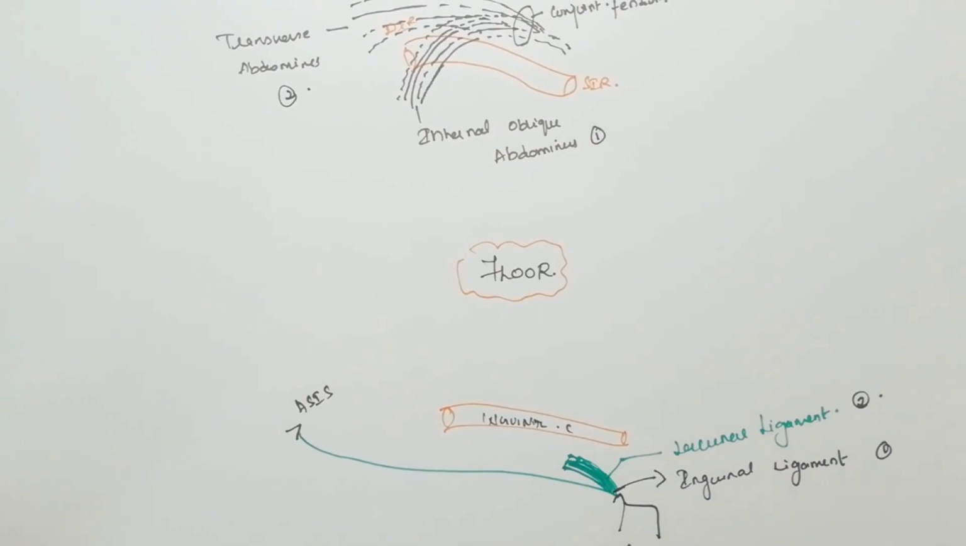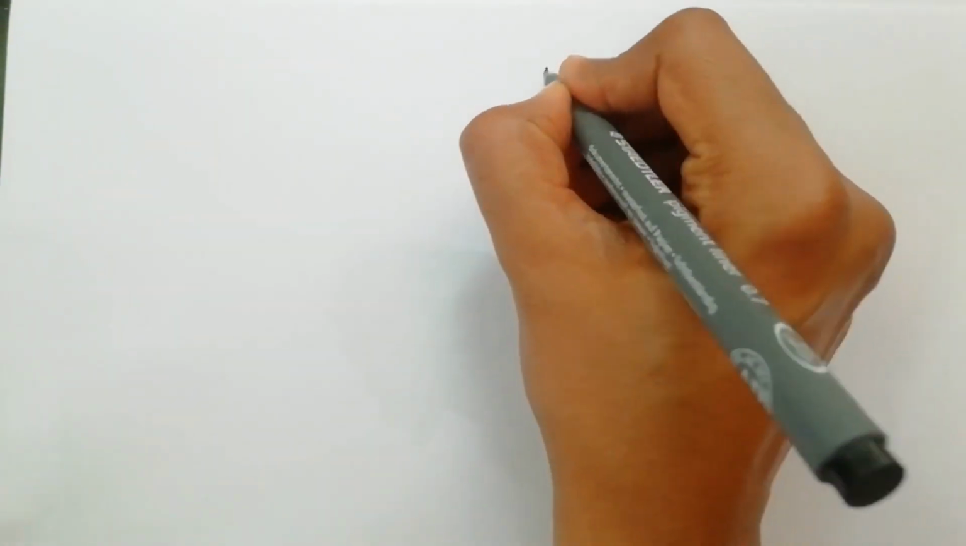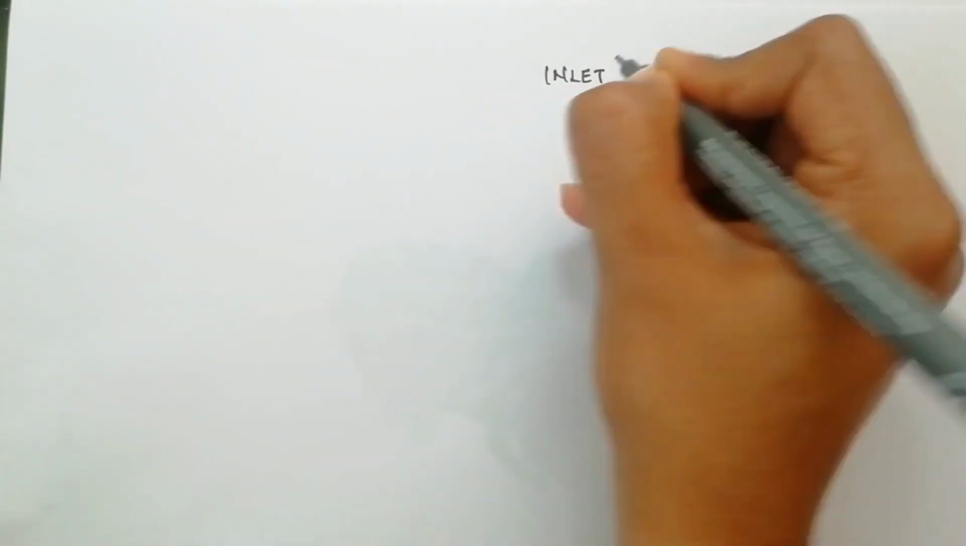Now we will move on to the next two, that is the inlet and outlet of the inguinal canal. So now we are going to see about the inlet and outlet. First, the inlet of the inguinal canal.